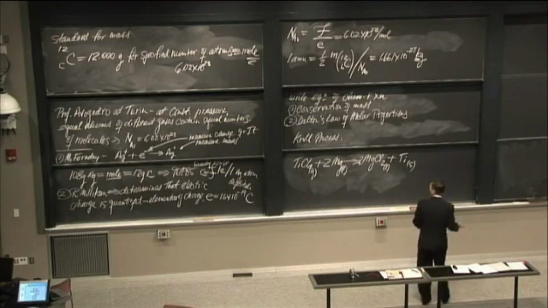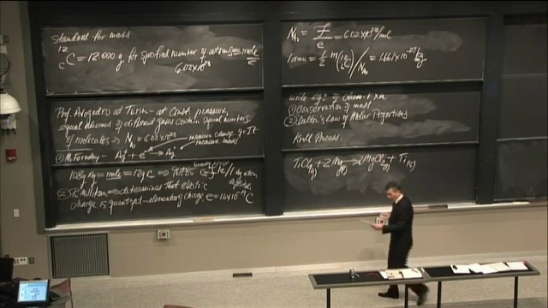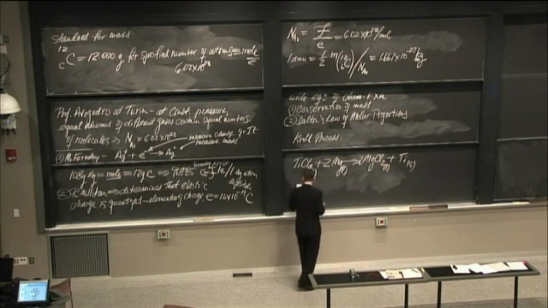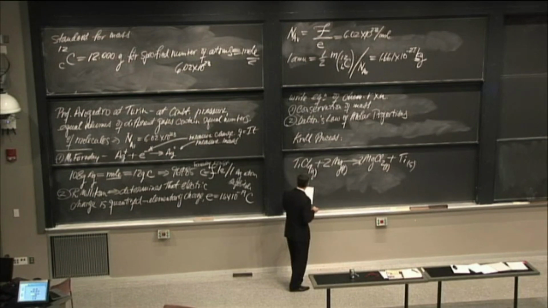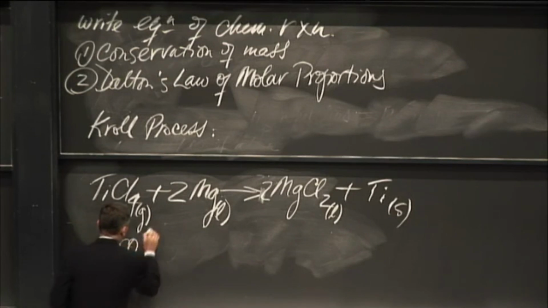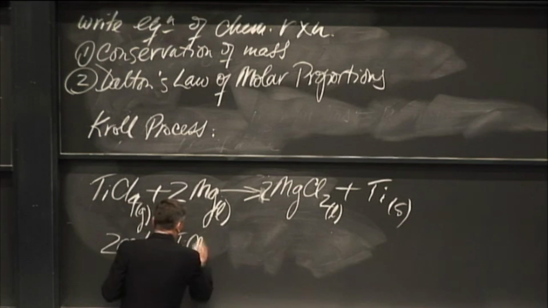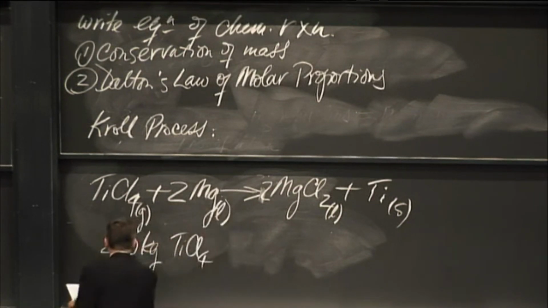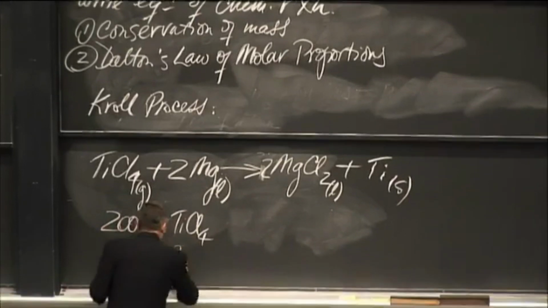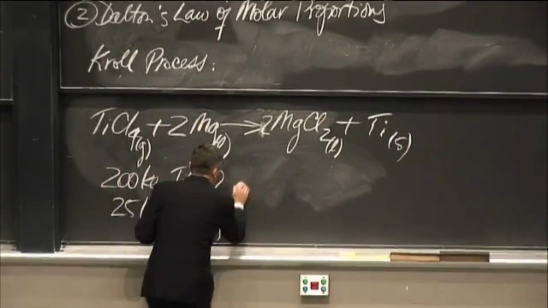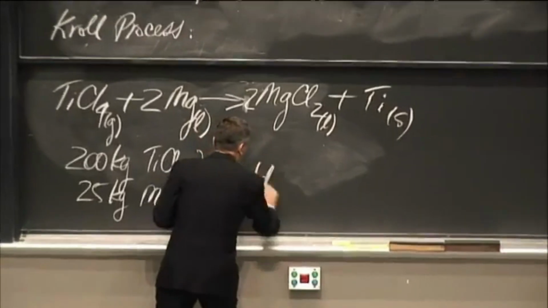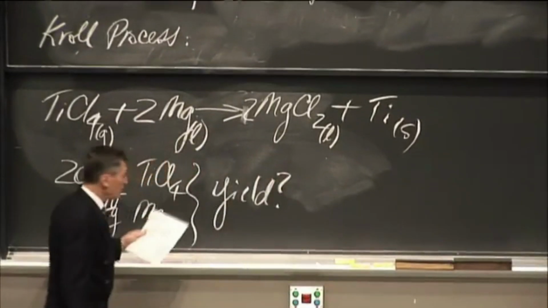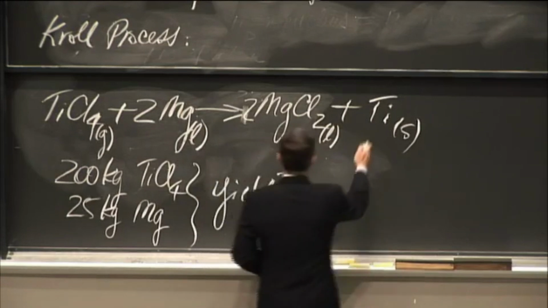So suppose you get hired, and it's your first day on the job, and you're working at Cambridge Titanium, and the boss says, well, let's put in 200 kilograms of TiCl. We put in 200 kilograms of TiCl, and we'll put in 25 kilograms of mag. And the question is, what is the yield? What is the yield? How much titanium are we going to make?